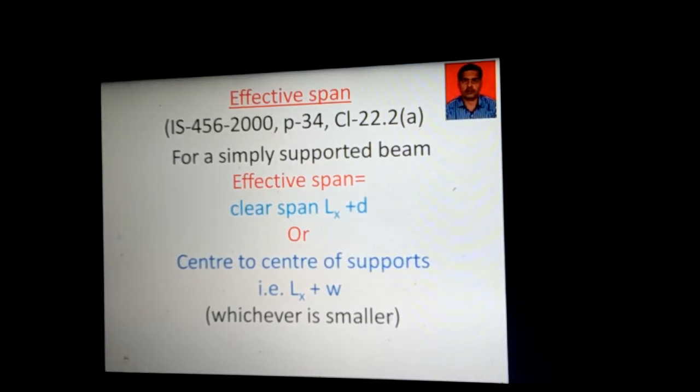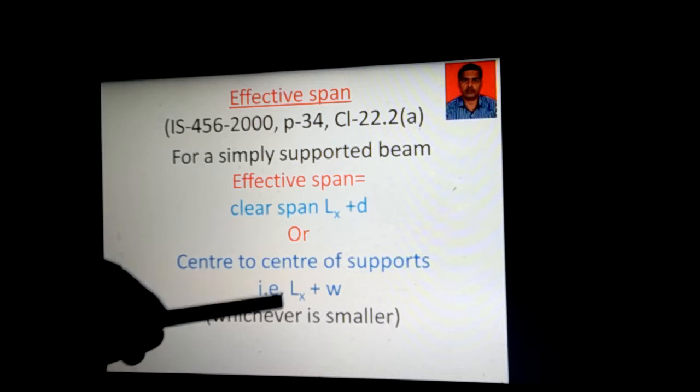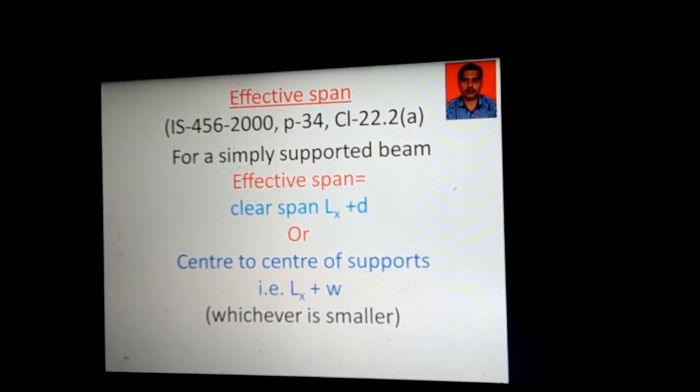Another term is effective span. This also is again as per IS 456-2000, page number 34 and clause number 22.2.a. As you see, for a simply supported beam type, the effective span is given as clear span, that is Lx plus effective depth d, or center to center of supports, that is Lx plus W, the width of the support wall. And out of these two values, whichever is the smaller one is taken as the effective span.